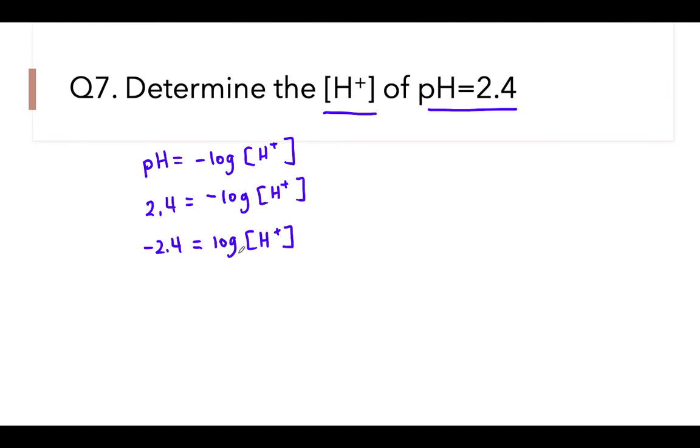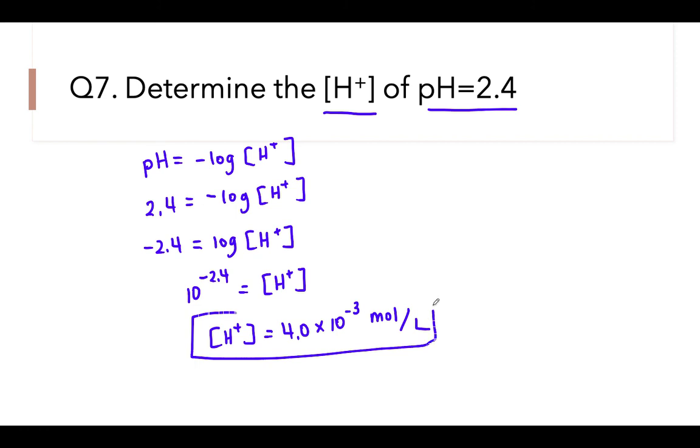Then let's put it in exponential form. So 10 to the power of negative 2.4 is equal to the hydrogen ion concentration. When you punch that in your calculator, you get 4.0 times 10 to the negative 3 moles per liter. So this is how much hydrogen ion is in a pH 2.4 solution.